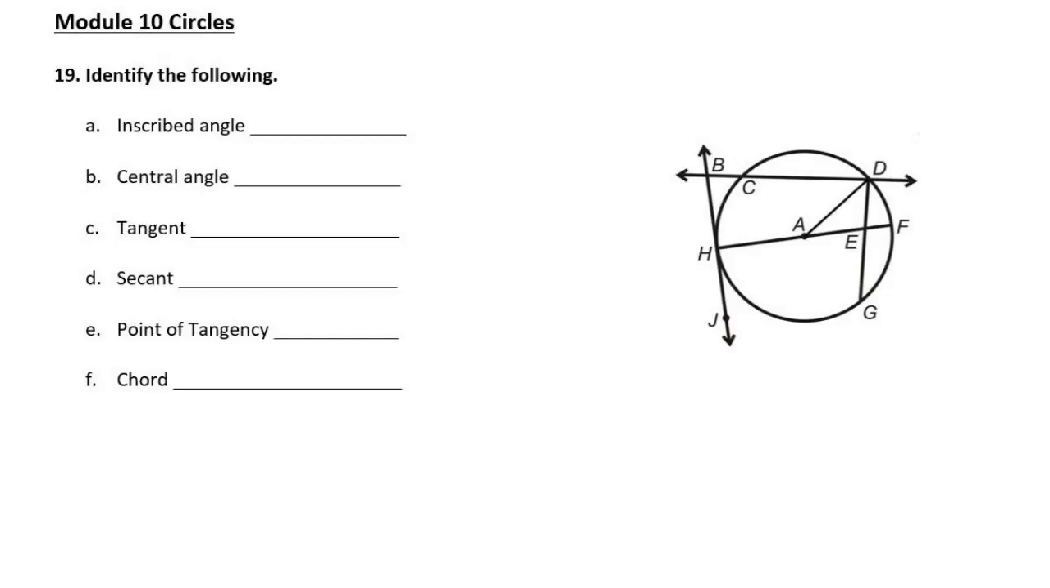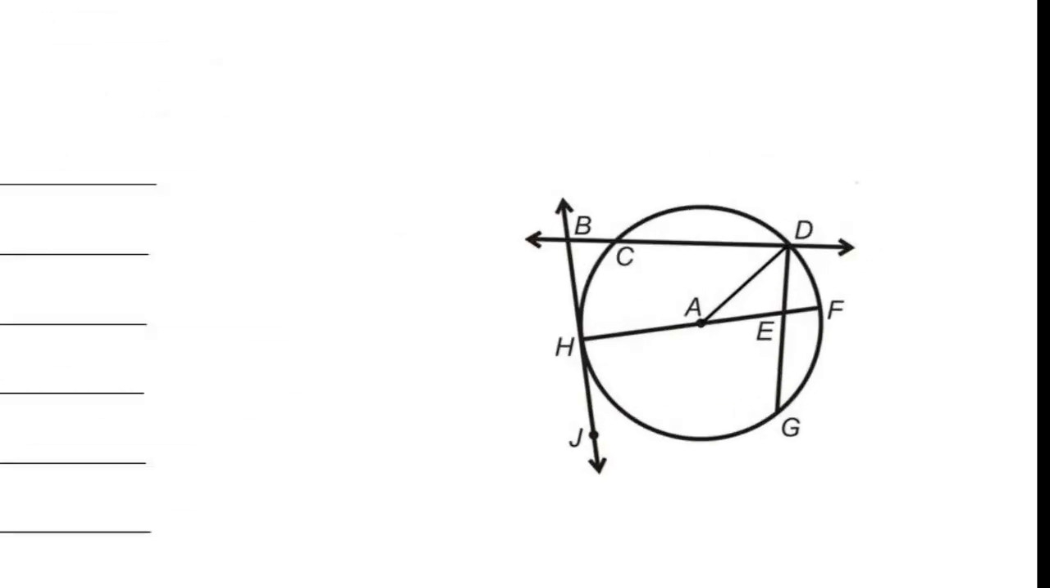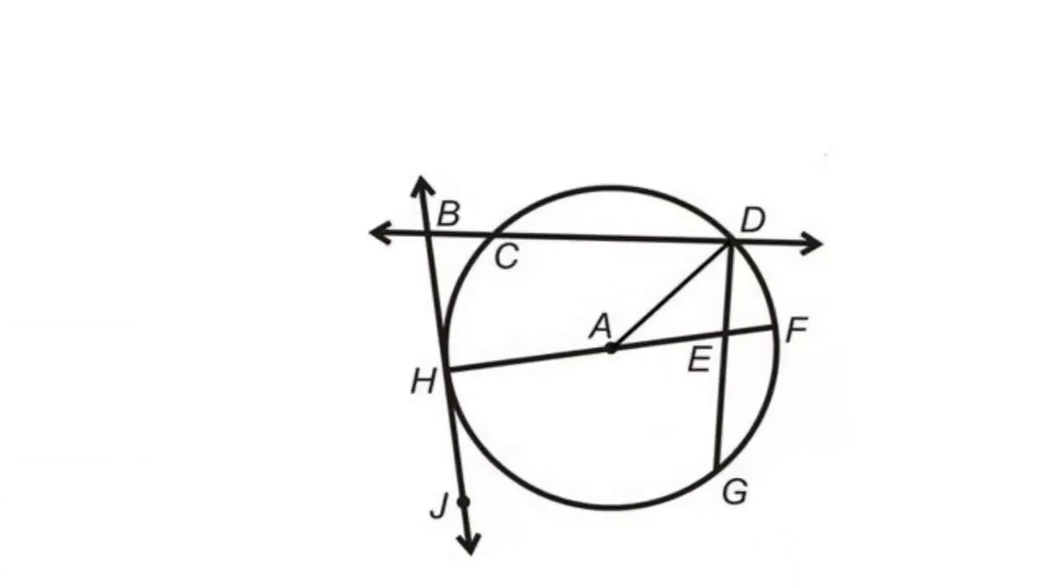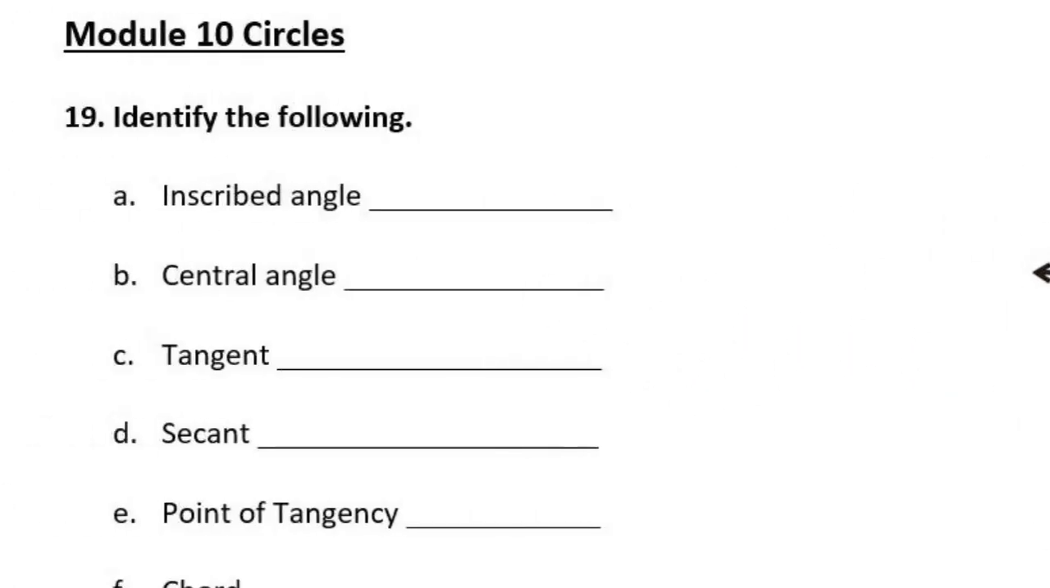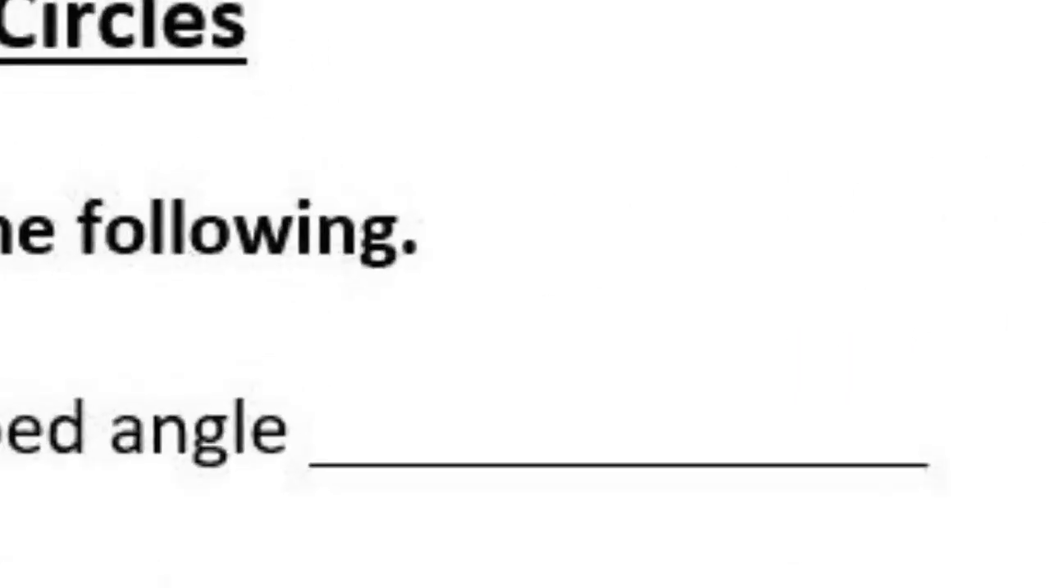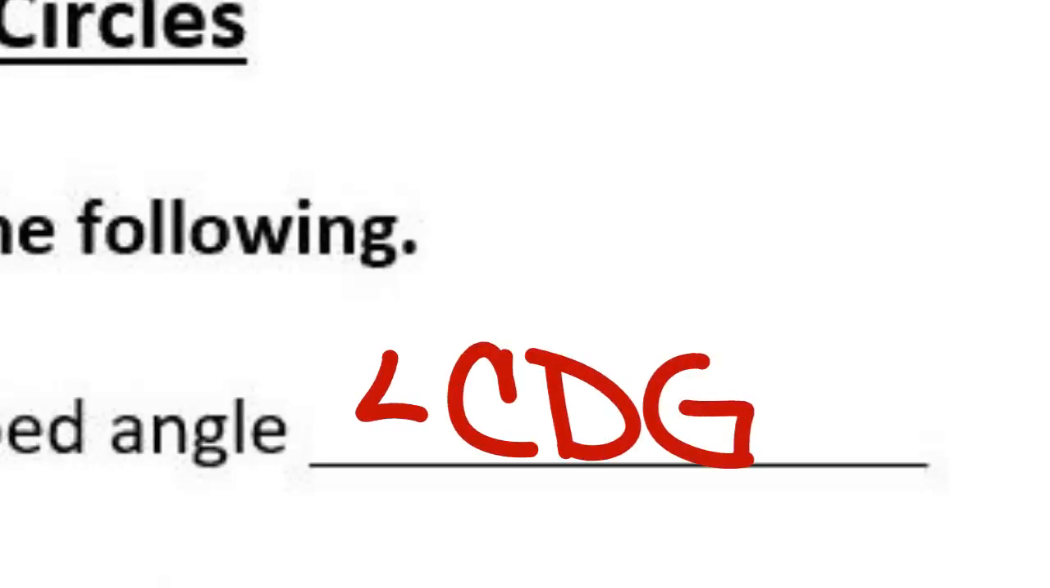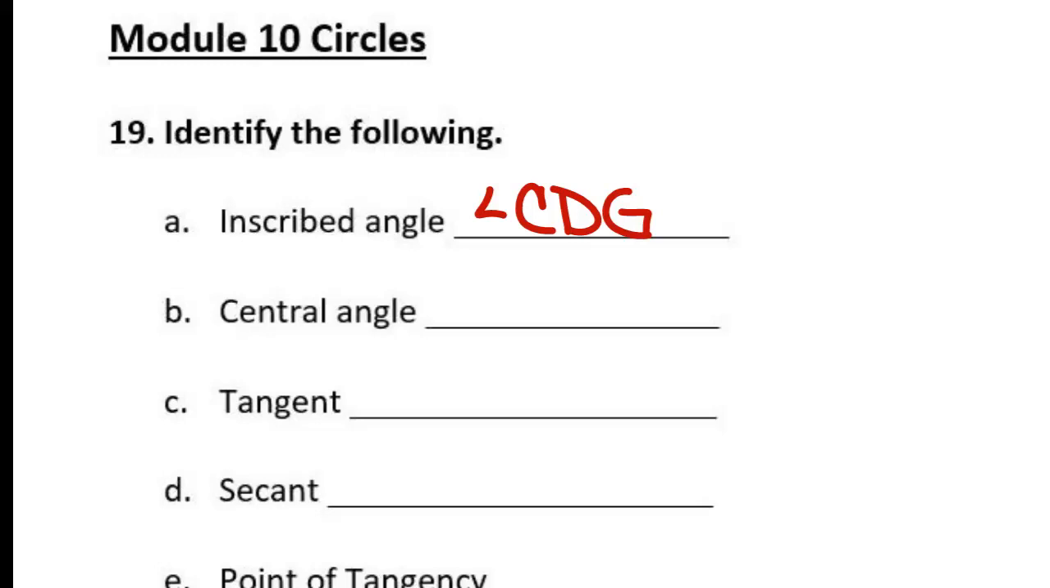Okay. All right. Number 19. An inscribed angle has its vertex on the circle. So a possible example here would be CDG. That is not the only inscribed angle, but that one has its vertex D on the circle. So angle CDG would be an example of an inscribed angle.